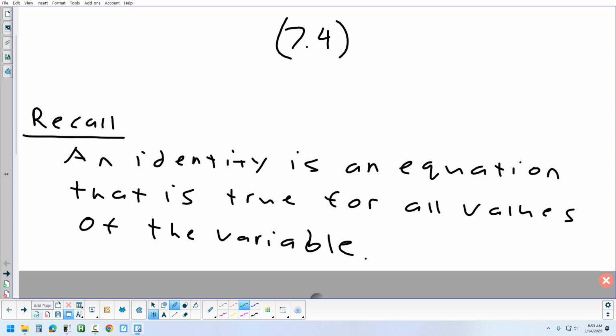So first, just a reminder, an identity is an equation that is true all of the time. So these formulas that we're going to be manipulating are not formulas that only work for certain values. Okay? They work for all values.